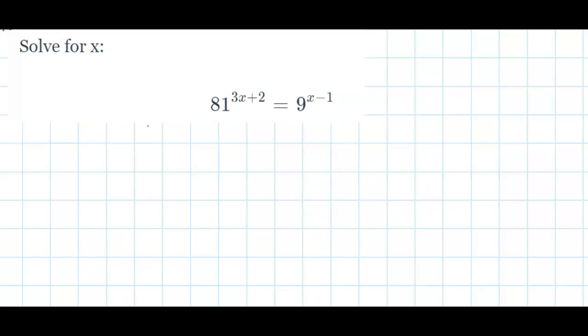Let's try another. So I've got base 81 and 9. Well, I know that 9 squared is 81. So I rewrote 81 as 9 squared. Well, when I have an exponent raised to another exponent, we know from our exponent rules that we multiply the exponents together. That's the power rule. So I'm going to distribute this 2.